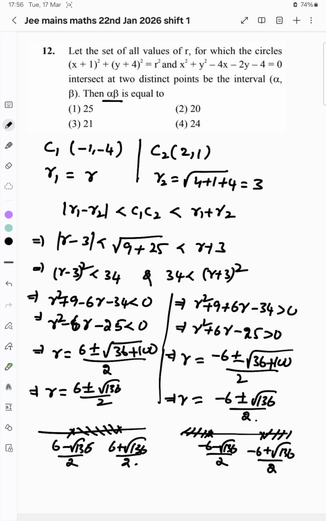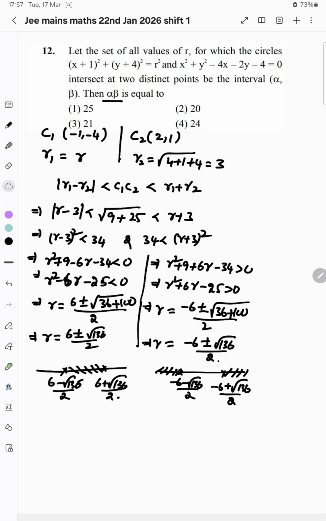Next, we have to take the common interval only for the entire set of inequalities. So take a single number line and plot everything here. First of all, out of the 4 critical points, the smallest one is (-6 - root 136)/2. Root 136 is approximately in between 11 and 12.